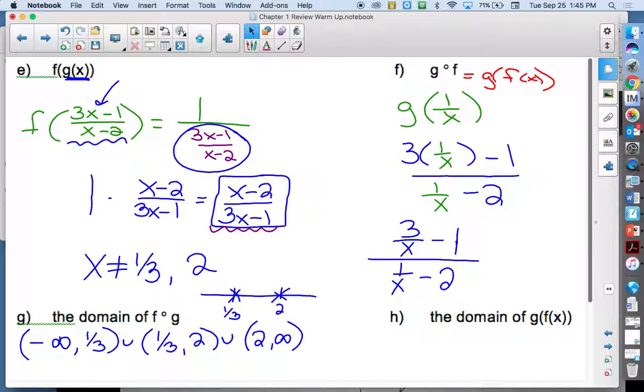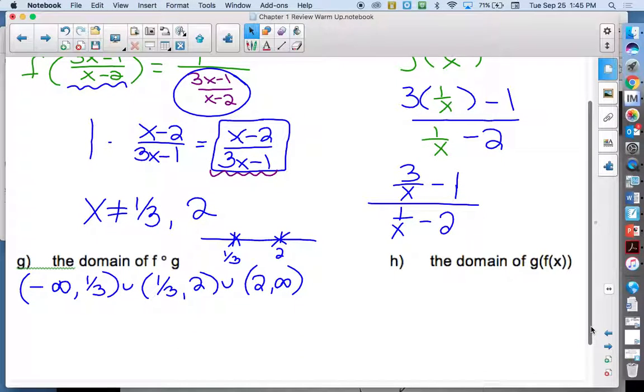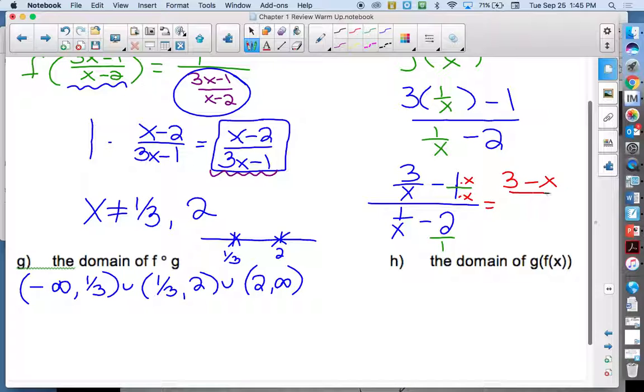Thank you. So you could get a common denominator for the top and the bottom. Correct. So that common denominator would be x. So it'd be (3 minus x) over x. And that'd be over (1 minus 2x) over x.